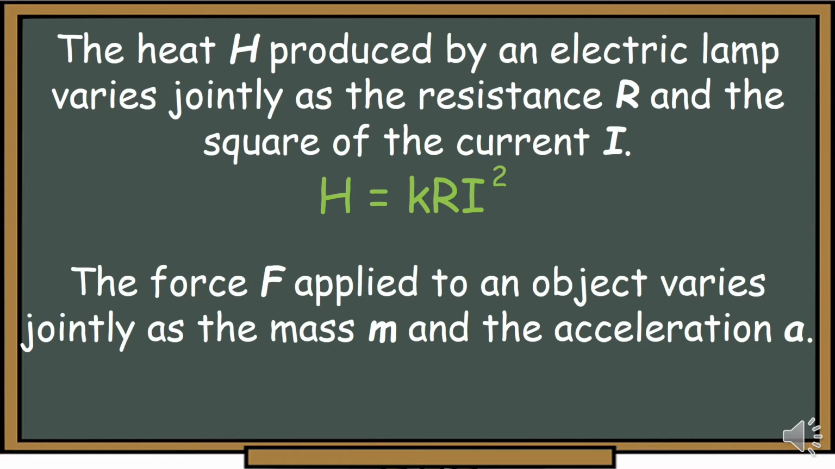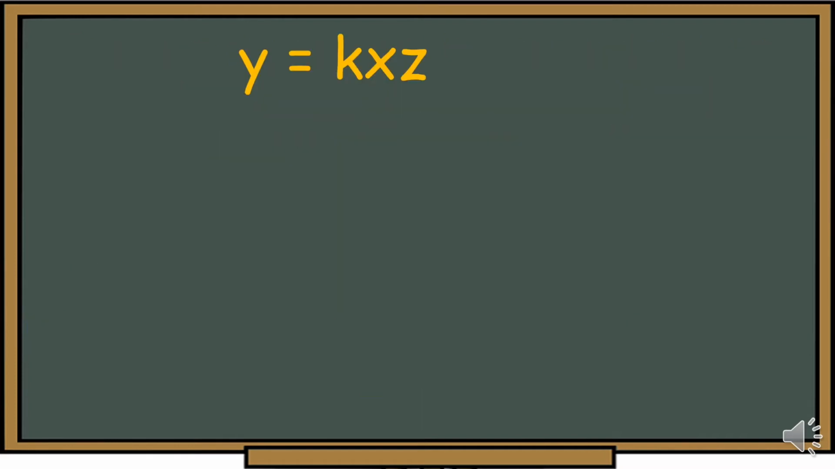Next, the force applied to an object varies jointly as the mass and the acceleration. Definitely, the equation is F equals kma. Okay, the general equation for joint variation is y equals kxz.